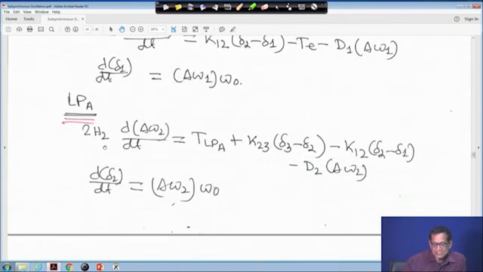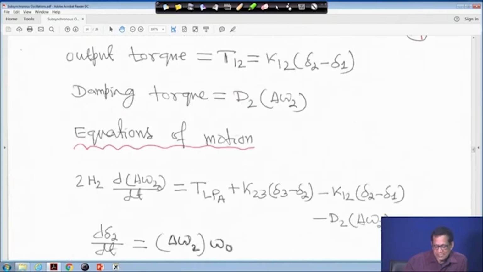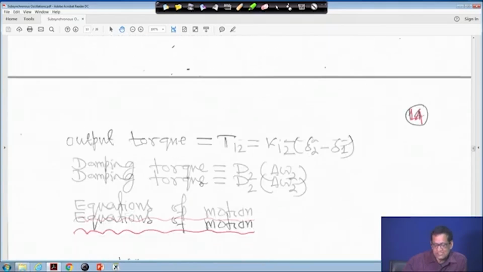Similarly, for the LPA section, 2H2 d/dt of delta omega 2 is equal to TLPA plus K23 (delta 3 minus delta 2) minus K12 (delta 2 minus delta 1) minus D2 delta omega 2, and d/dt of delta 2 is equal to delta omega 2 times omega 0. These two we have seen how to make here and here also. Now we are summarizing this.